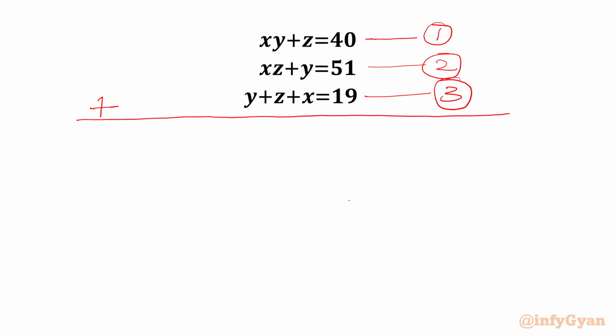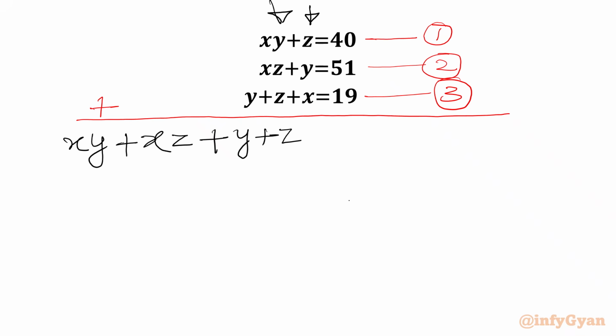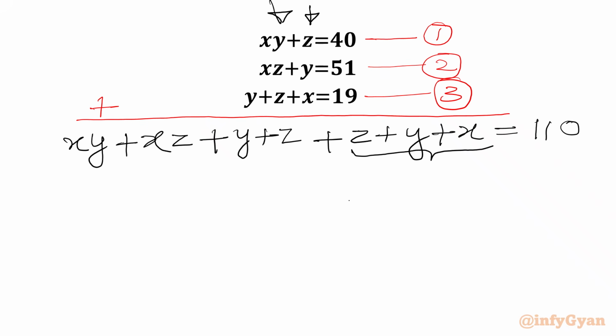So we have to add all the terms of LHS. Here we have XY, then we have XZ, then we have Y plus Z, then we have Z plus Y plus X. So Z plus Y plus X. And in RHS, 40 plus 51, 91 plus 19, 110. From equation 3, Z plus Y plus X, this is 19.